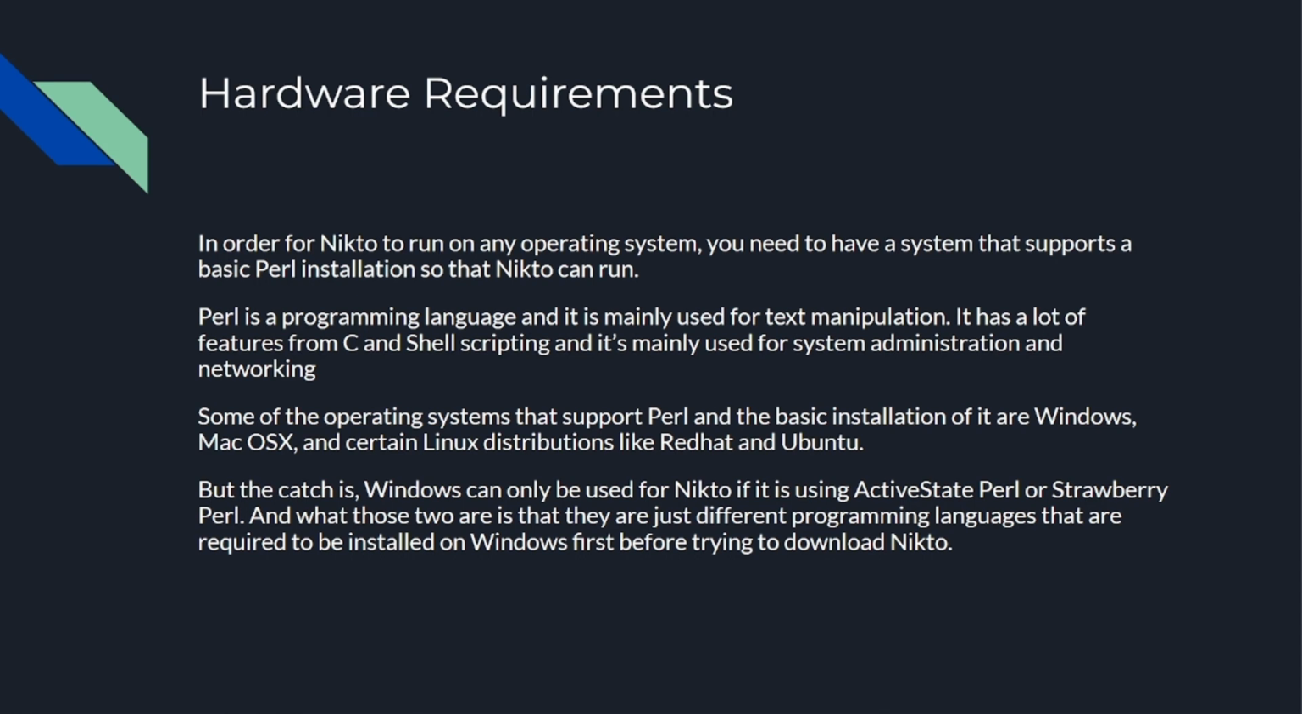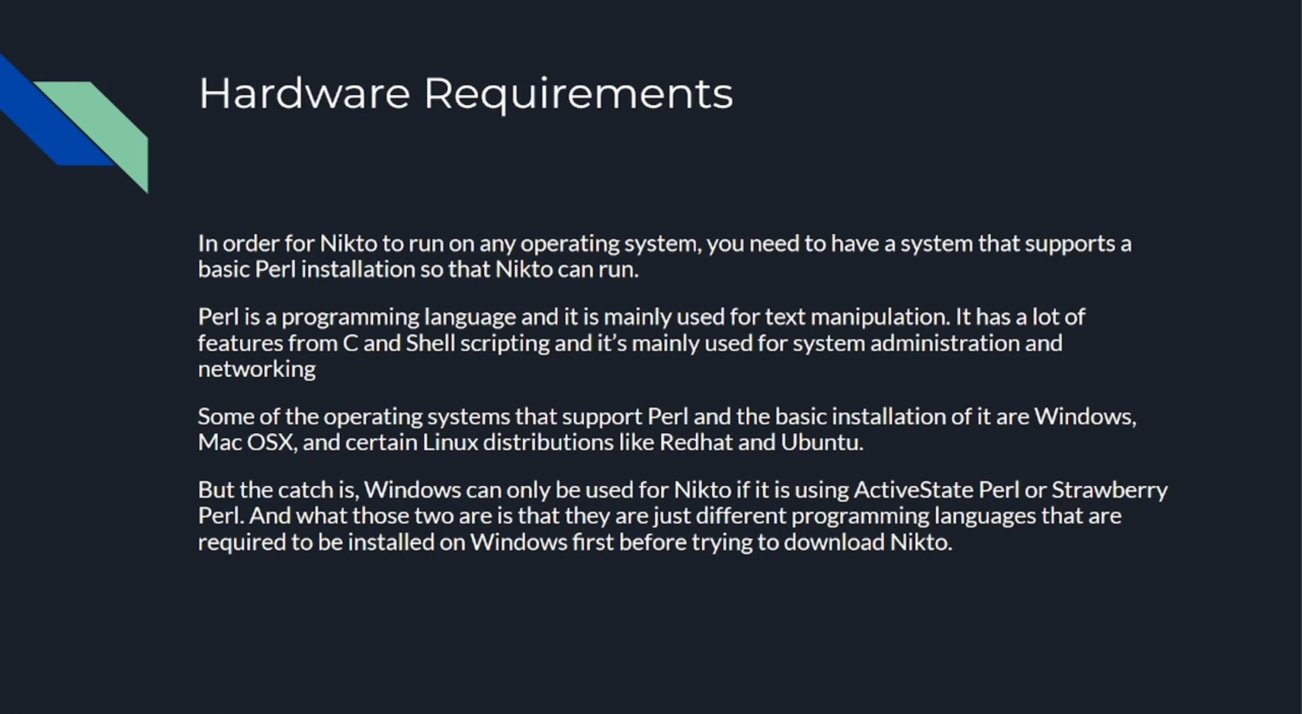Perl is a programming language, and it's mainly used for text manipulation. It has a lot of features from C and shell scripting, and it's also mainly used for system administration and networking. Some of the operating systems that do support Perl and the basic installation of it are Windows, Mac OS X, and certain Linux distributions like Red Hat and Ubuntu.